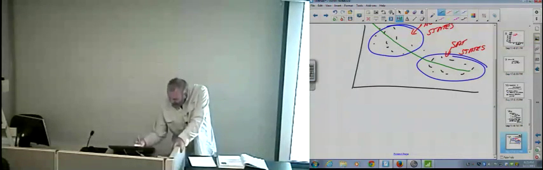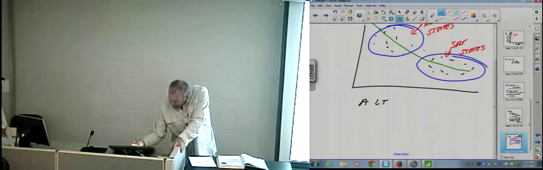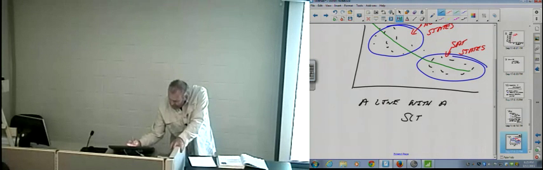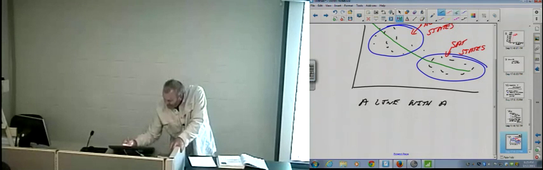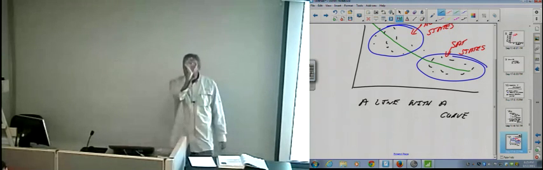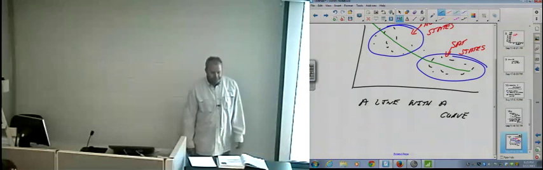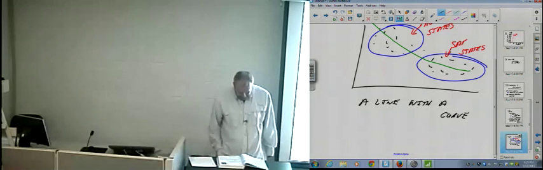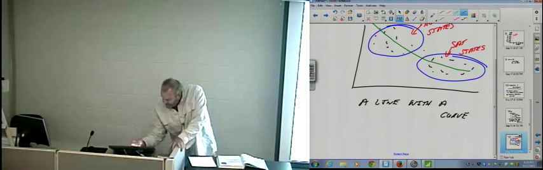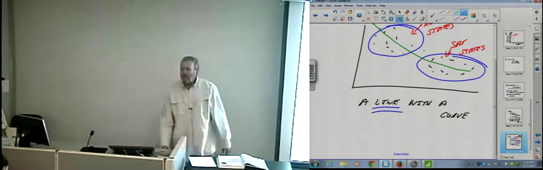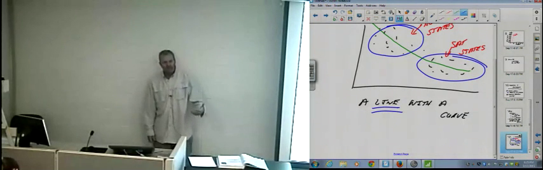So I have a line with a slight, I don't know if it's slight or not, with a curve. Right, it came down and did that. Now, we're going to be mostly interested in no curves. We're going to be interested in straight lines before this is all said and done.